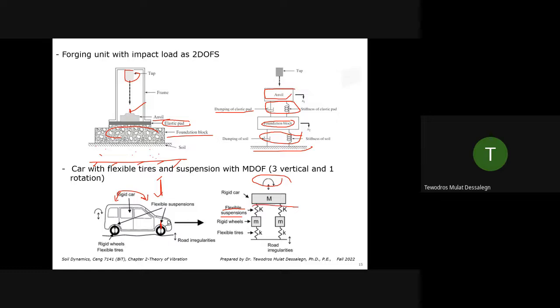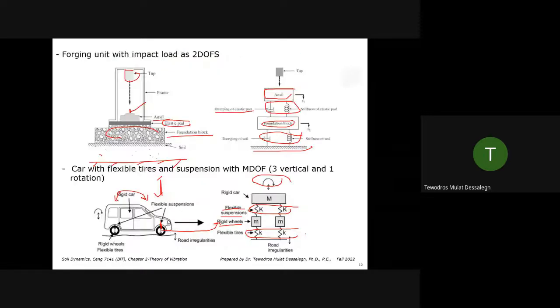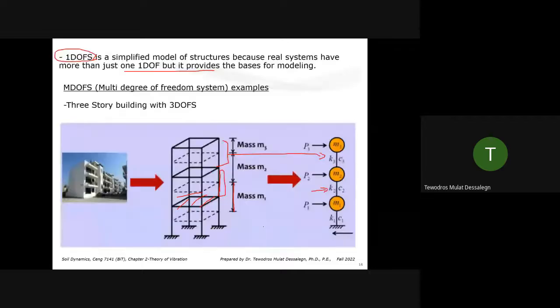So the first K can be the suspension, then the mass of the wheels. The wheels are the tires. Then the tire is also, we assume, flexible, so the flexibility of the tire is another K. In this case, we didn't account for damping, but you can also add damping. So you have this 3 degree of freedom system. Depending on your model, it can get complex, or it can get simplified to a 1 degree of freedom system.